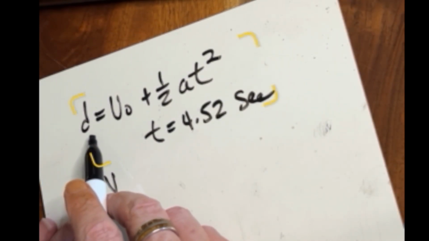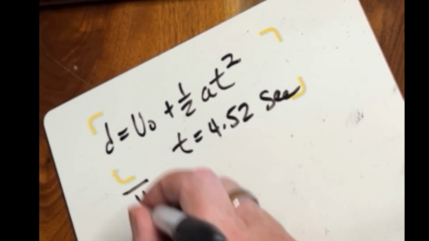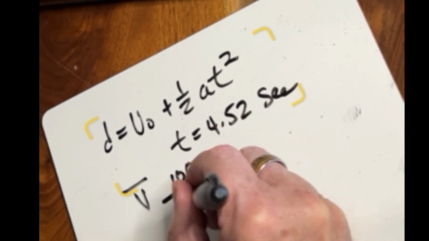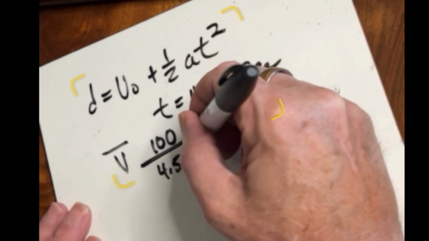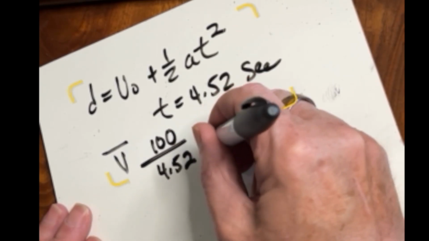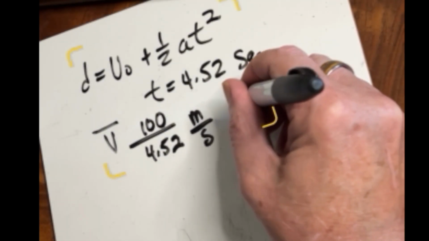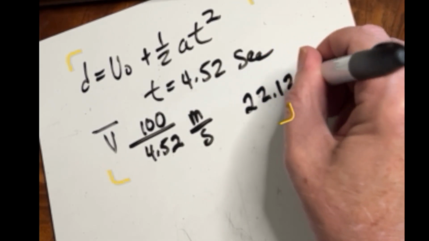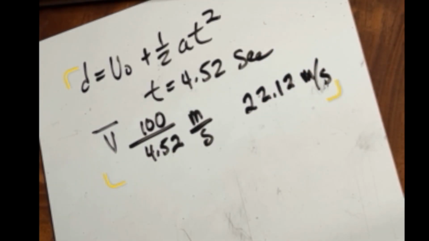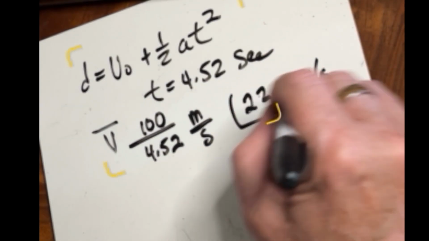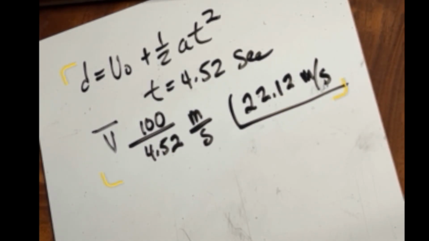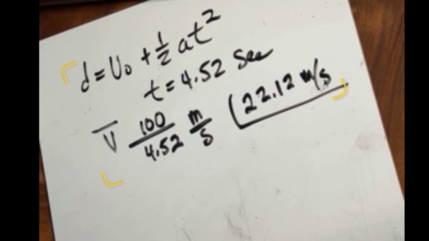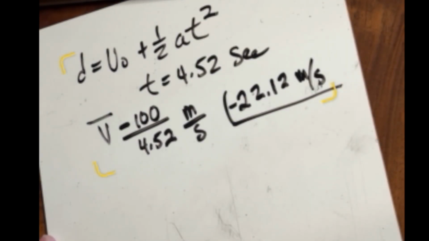So while this gives us distance and this gives us time, that means our average velocity will be 100 divided by 4.52, and that's in meters per second. And that averages out to 22.12 meters per second. But that's not the speed at which it hits the ground, is it? That's the average speed that it takes to make the entire trip, the average velocity, actually. What is the velocity when we hit the ground?